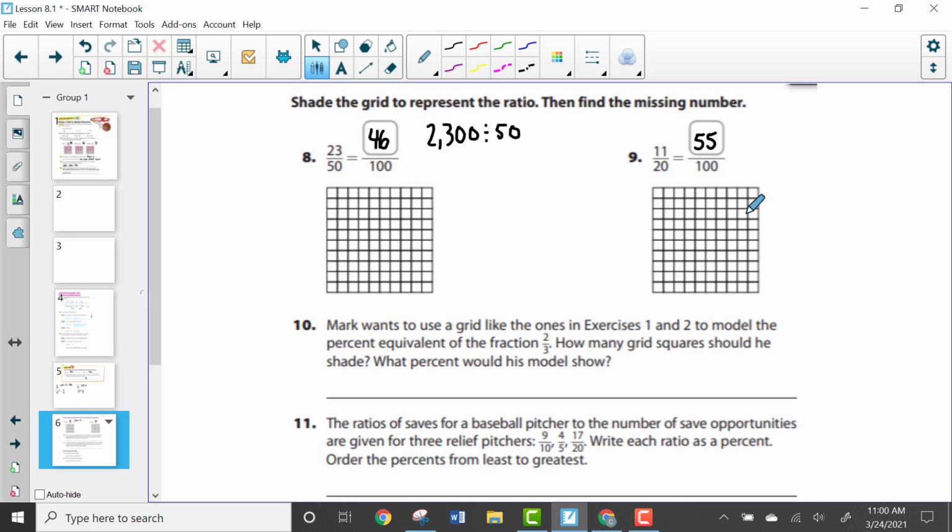Now, let's take a look at number 10. It says Mark wants to use a grid like the ones in exercise 1 and 2 to model the percent equivalence of the fraction 2/3. How many grid squares should he shade? What percent would this model show? So we know that 2/3, looking at the benchmark fraction and the percent that goes along with it, is going to be, first of all, how many grid squares? 66 and 2/3. Okay, so what percent would his model show? It would show 66 and 2/3 of a percent is what that model would show for question 10.